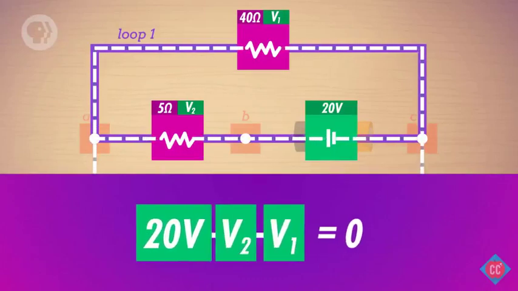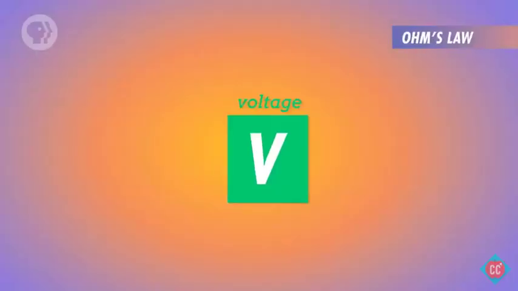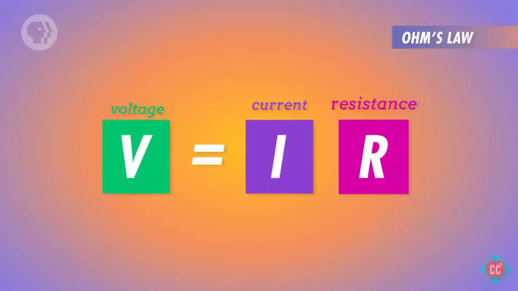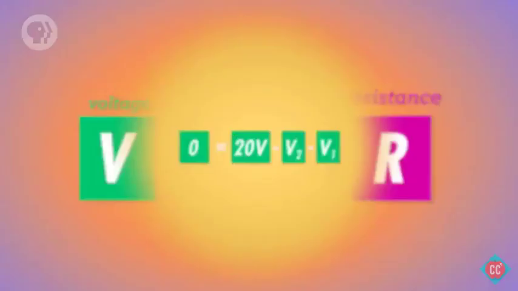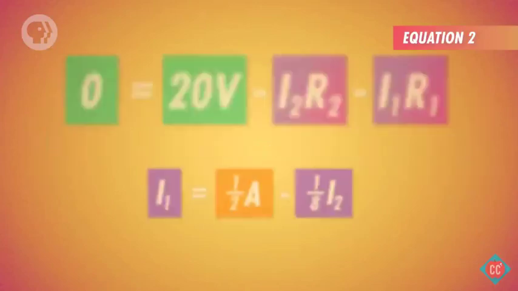You know that there's a voltage gain across the battery and a voltage drop across both resistor 2 and resistor 1. Using Ohm's law, you can substitute the voltage drop across each resistor with the current times the resistance. Now you've got two unknowns in this equation, which we'll call equation 2. Let's set that aside as well.